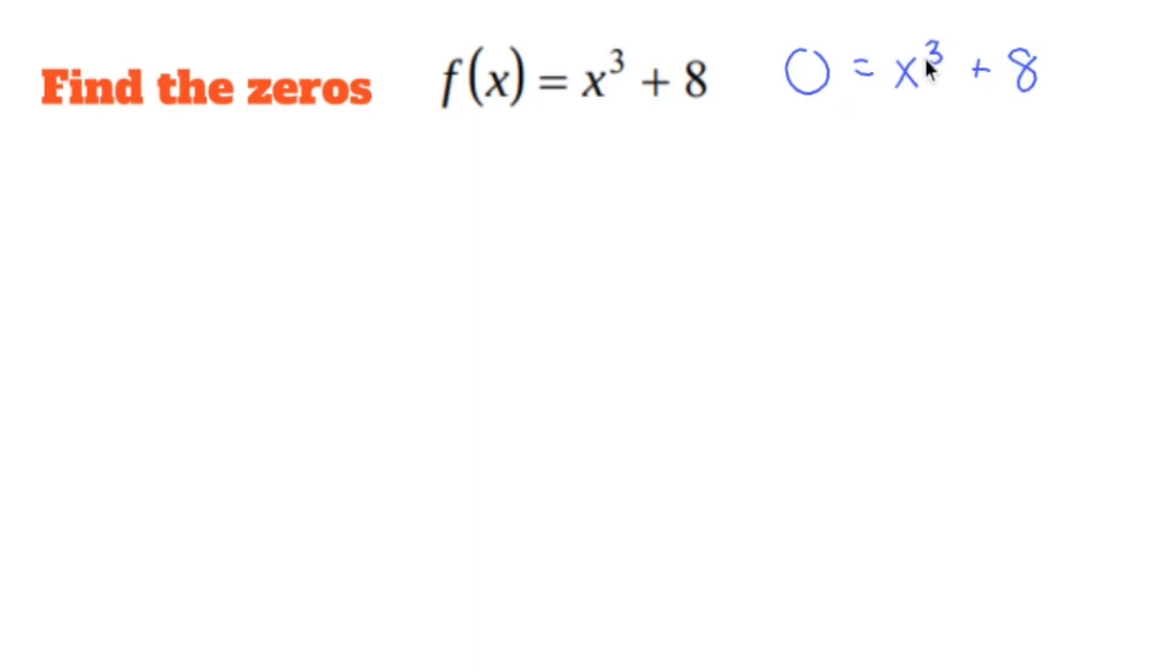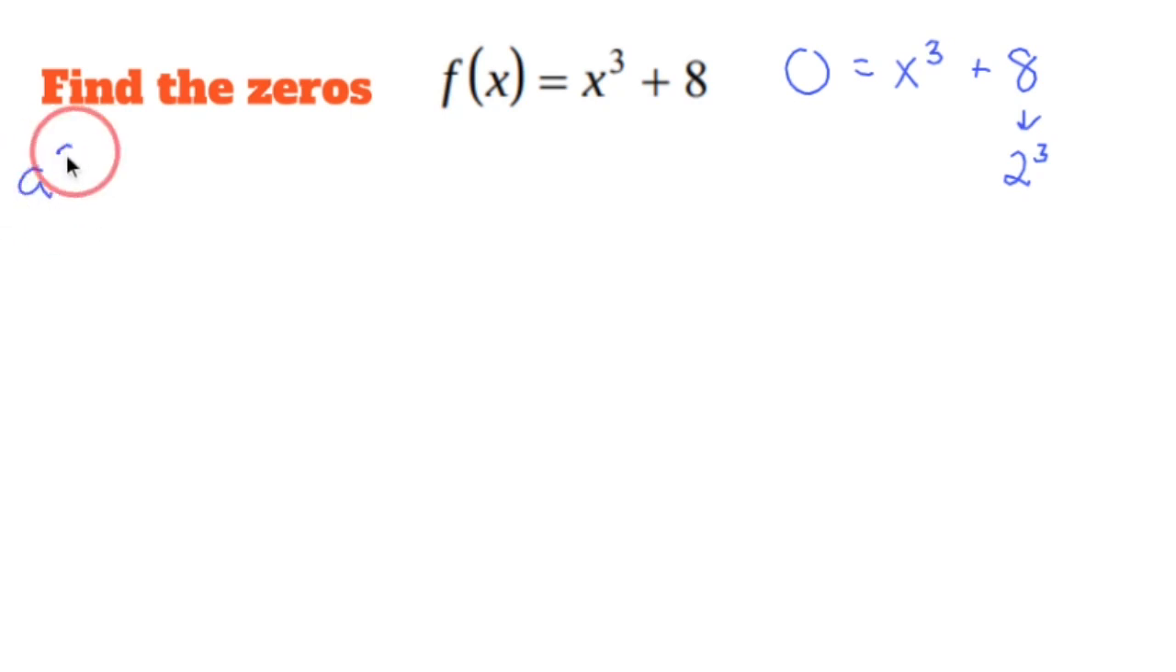X cubed is a cube. 8 is also a cube, it's 2 cubed. So what we have is a sum of cubes. Similar to difference of squares, there's sum of cubes, difference of cubes. There's no such thing as sum of squares, but there is a sum of cubes. And it looks a little something like this.